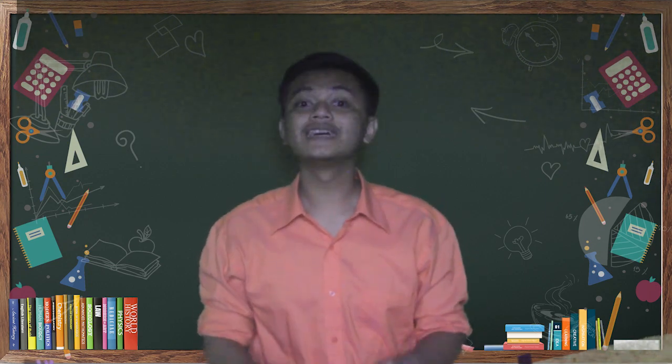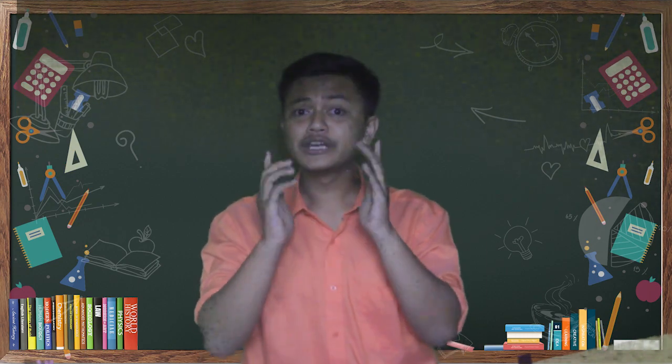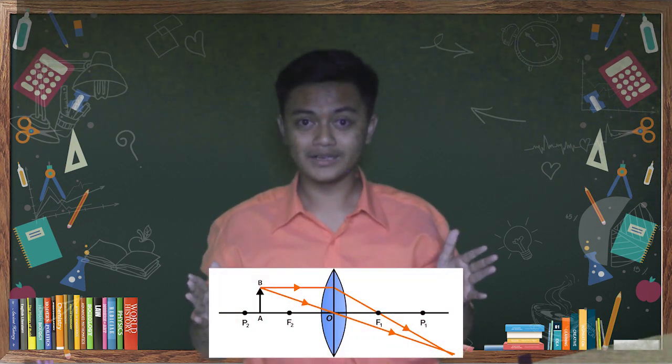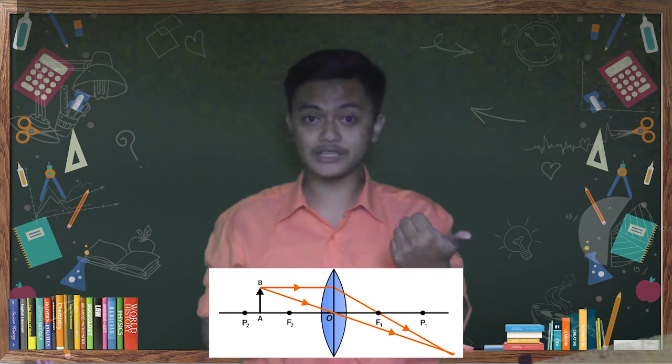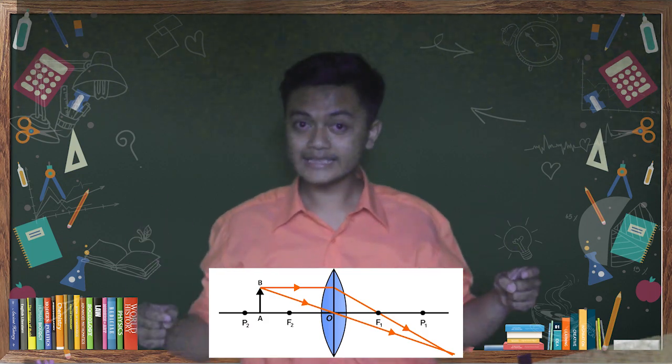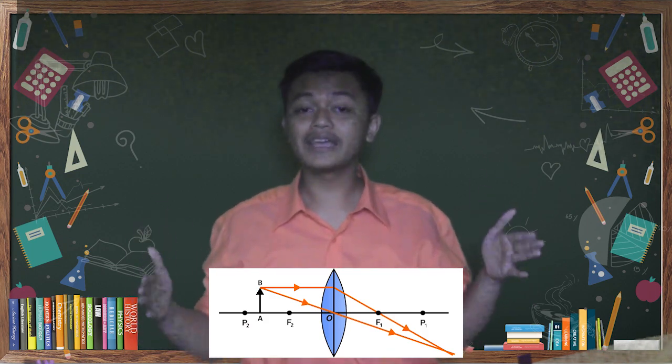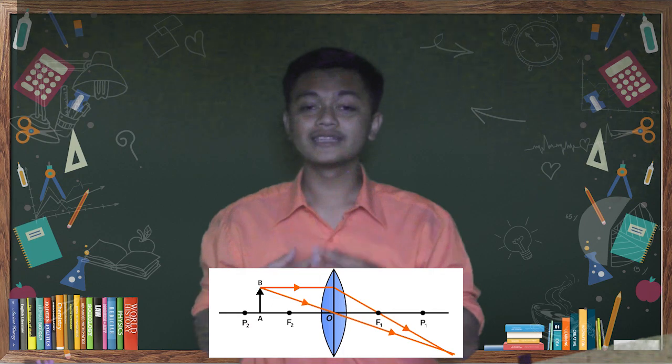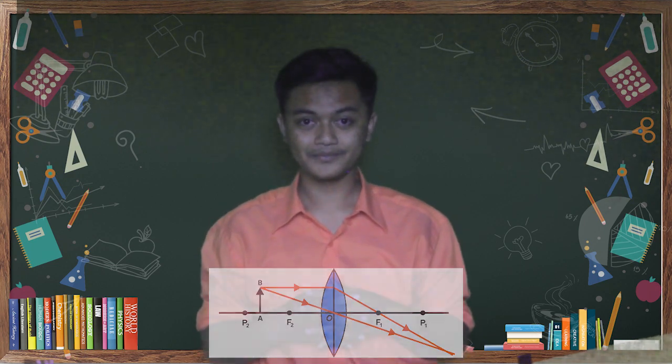Okay, the third step is to choose another special ray and add it to the diagram. You can choose special ray 2 or special ray 3. In this diagram, I use the third special ray.